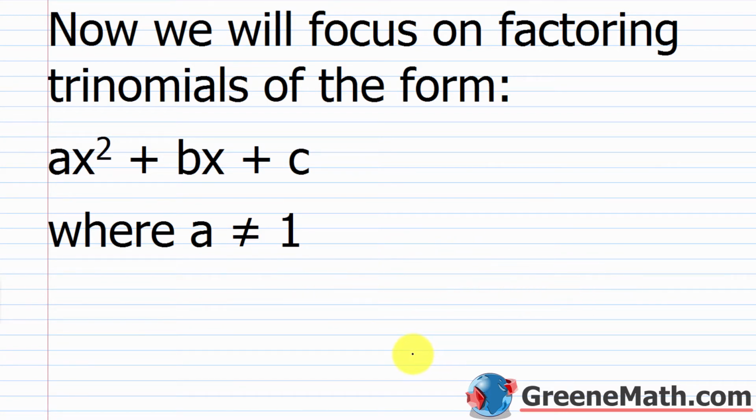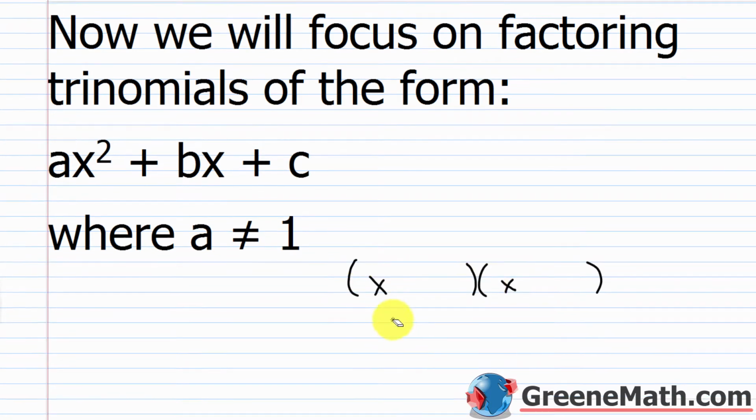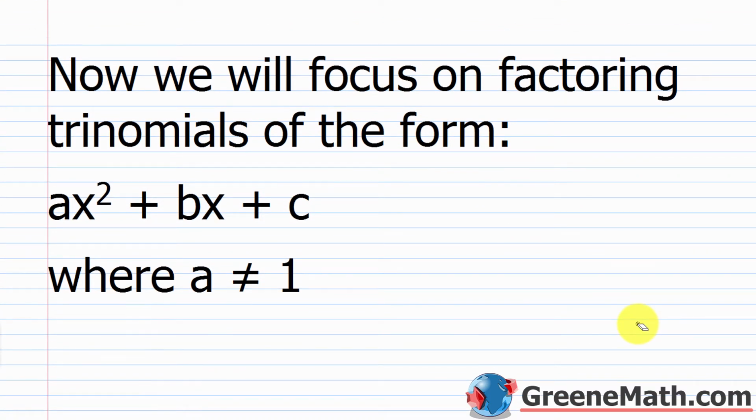We're now going to look at the harder part, which is to say now we will focus on factoring trinomials of the form ax squared plus bx plus c, where a is not equal to 1. So this will no longer be 1. I can't just jump ahead and say, okay, this is x and this is x, because you won't have that in each position anymore. So that's going to be another unknown that you have to deal with. So how do we do this?